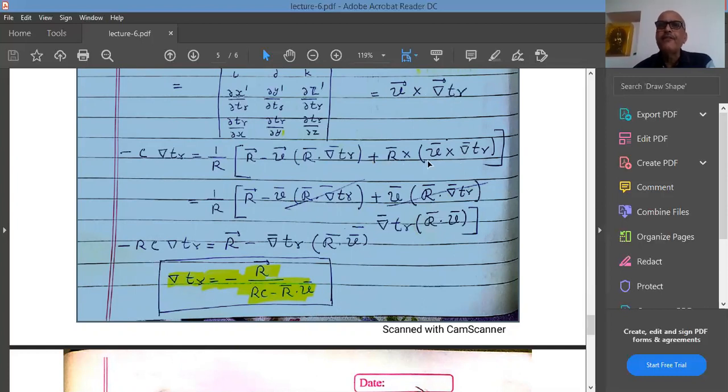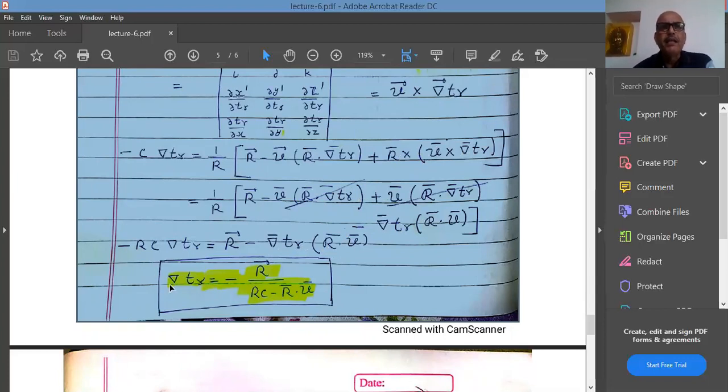Now, I wrote another formula, A cross B cross C, and requested you all to remember it as the BAC minus CAB formula. So this is A cross B cross C. It is B inside the bracket A dot C, and then CAB, C inside the bracket A dot B. So this is A, this is B, and this is C. So BAC: in place of B, we will have the velocity vector, and then r dot gradient of t_r; minus sign will appear. Then CAB: in place of C, we have gradient of t_r and then r dot v. So you see now the third term is similar to the second term, so they cancel out, and we are left with r cap minus gradient of t_r and r dot v.